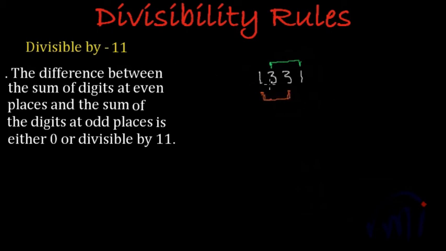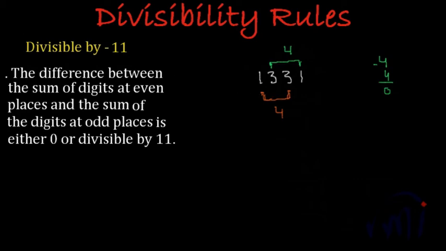Yes, we have to find the sum of the digits at even places and the sum of the digits at odd places. So in this case, the sum of the digits at even places, 1 plus 3 gives us 4, right? And the same is the sum of the digits at odd places. They are also 3 and 1. 3 plus 1 again 4, right? And now if I find the difference, it will be 4 minus 4. This gives us 0, right? So this number 1331 should also be divisible by 11.